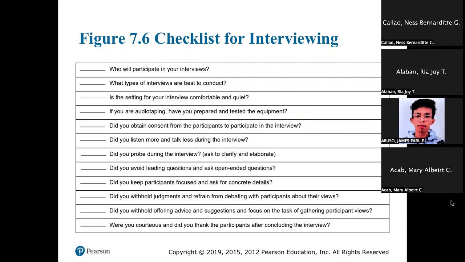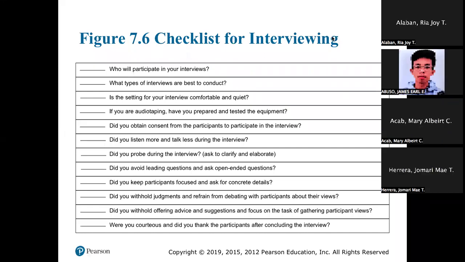So, the first one is, who will participate in your interviews? Second, what types of interviews are best to conduct? Third, is the setting for your interview comfortable and quiet? Fourth, if you are audio taping, have you prepared and tested the equipment? Fifth, did you obtain consent from the participants to participate in the interview? Six, did you listen more and talk less during the interview? Seven, did you probe during the interview or ask to clarify and elaborate?